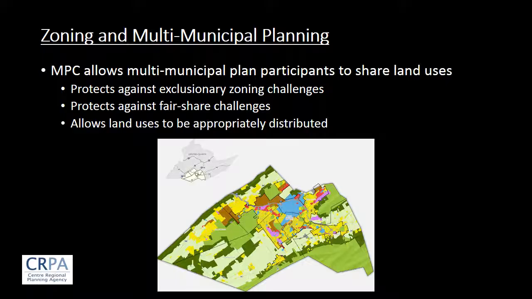This protects municipalities from exclusionary zoning and fair share challenges and also allows for the establishment of better land use patterns. This benefit can be strengthened by adopting an implementation agreement that formally identifies how land uses will be shared throughout the planning area. In the Center Region, Patton Township and College Township participate in an implementation agreement where they share industrial and multifamily land uses.